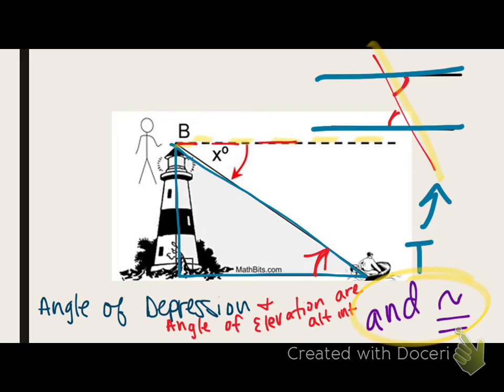So pick a number, any number between 1 and 180. 67. If the angle of depression was 67 degrees, that means the angle of elevation is also 67 degrees. Okay? So we're going to see that in the next two examples: how to draw an angle of depression and the fact that they're going to be congruent to each other.